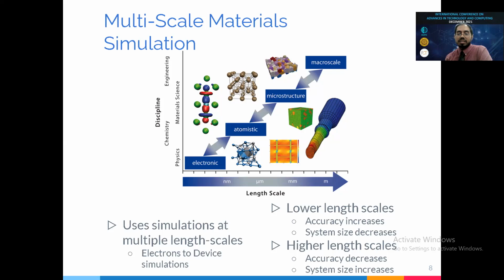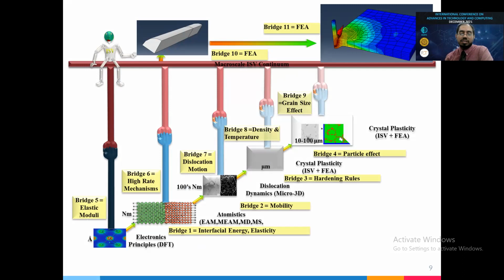So we are talking about 10 to the minus 10 meters at the electronic scale, all the way up to 1 meter length scale at the macro scale. So you have this multi-scale material simulation paradigm where each of the scales feeds into the next scale. If you start with the electronic scale, the simulations done there can feed into the atomistic scale, and then go on to the microstructure and then on to the macro scale.